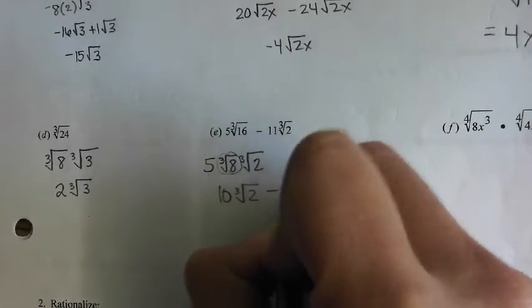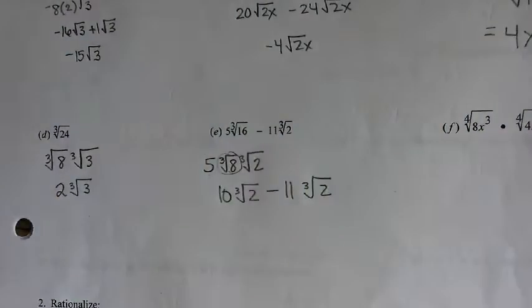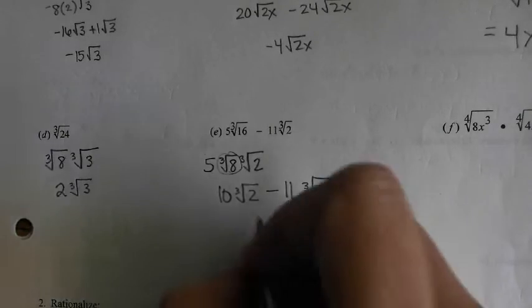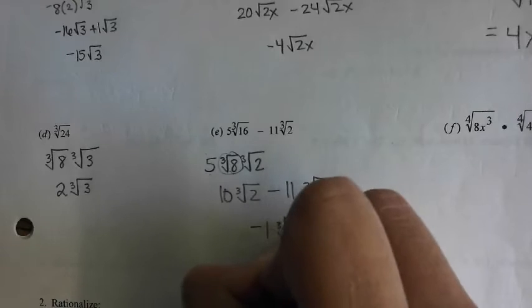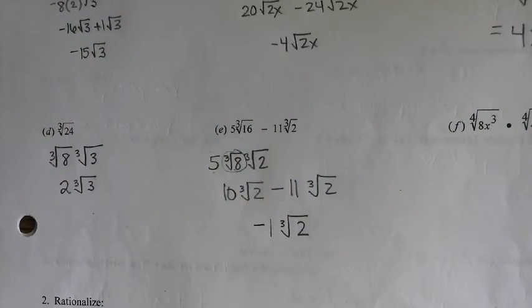Minus, and this one nicely I don't really have to do anything with. Minus 11 cubed root 2 is negative 1 cubed root 2. Or that 1 doesn't really need to be there. It could just be negative cubed root of 2.